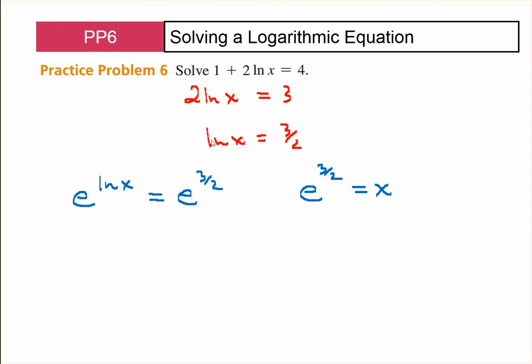Otherwise, you can just put e on both sides of these here. If you did that, those two will cancel, and you're really left with the same thing. So you can put in the base that you want to undo the base that you have.